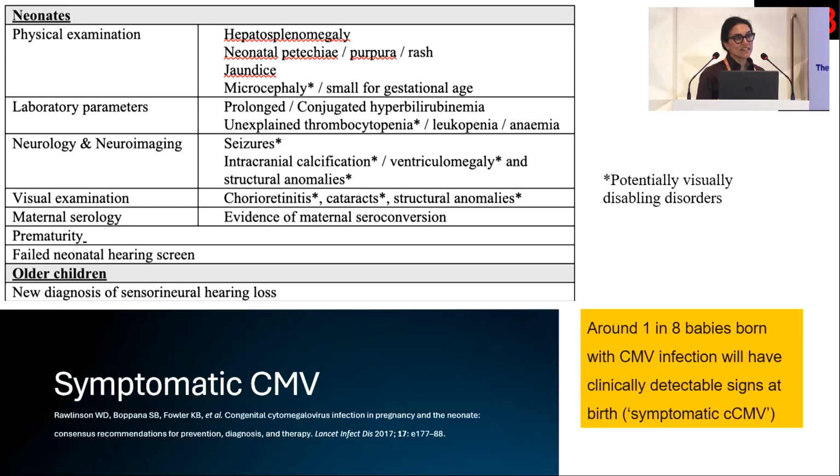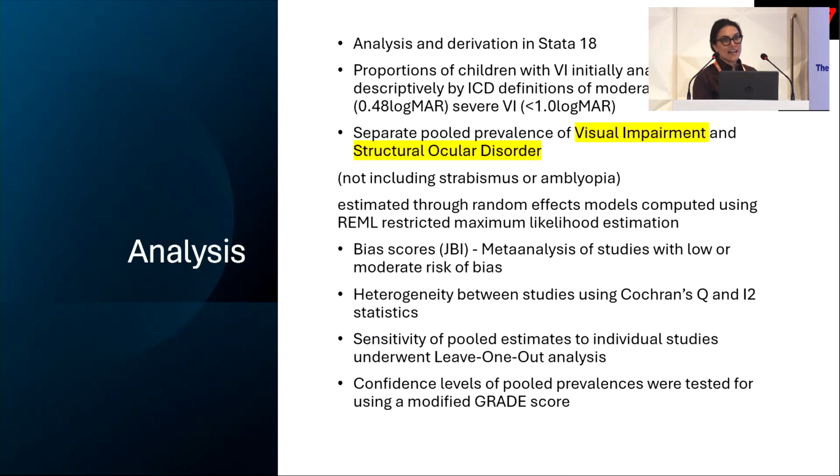So the analysis was targeted at looking at visual impairment and structural disorder as separate, aiming to get a separate pooled prevalence for each. And those pooled prevalence measures were assessed for bias, heterogeneity, their sensitivity, and confidence levels in the pooled prevalence.